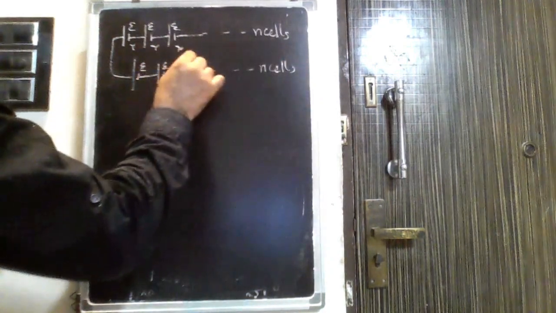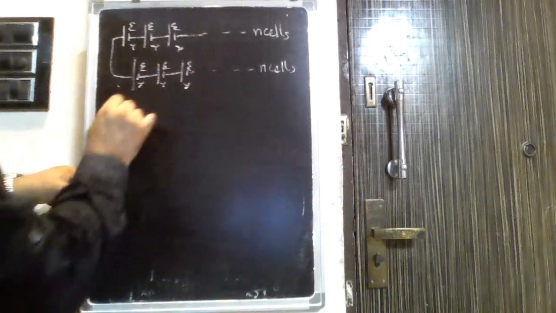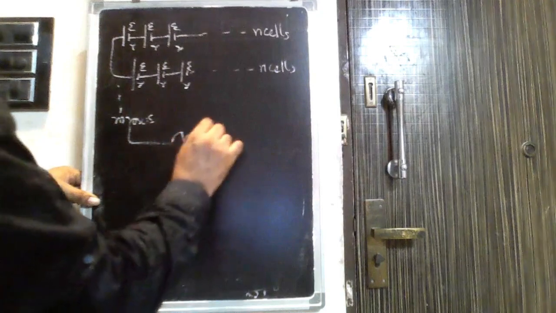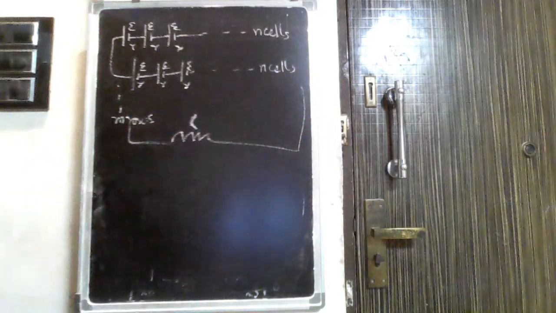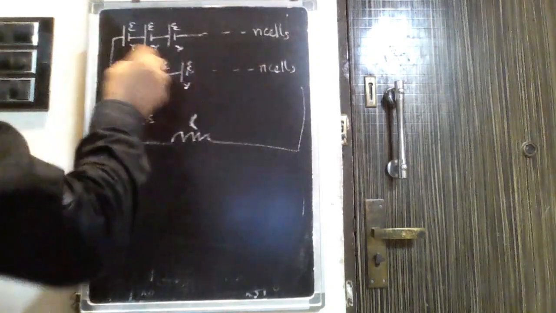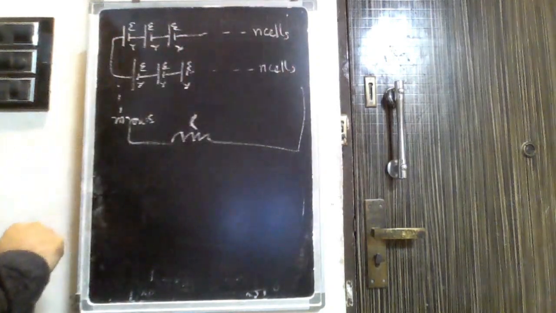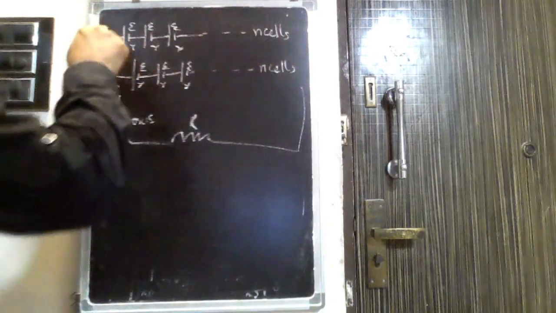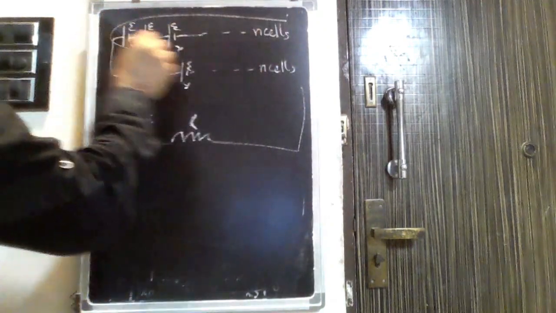EMF E, EMF E, EMF E, and R, like that, there are m rows. Then you have a resistor. Let's do one at a time now. There are N cells in series. So first, let's add all the cells because they're in series. Add them up. So the whole of this will now become NR.